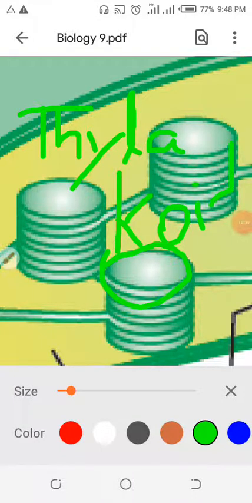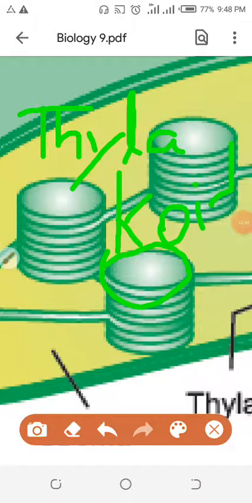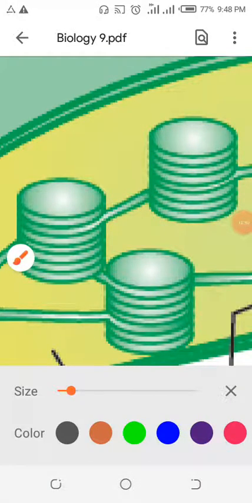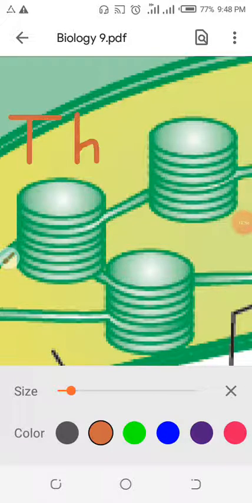T-H-Y-L-A-K-O-I-D, thylakoid. You are getting me? You want me to repeat? Okay, I repeat the spelling. No problem, I can repeat. I will rub this one. I use a color which is able to highlight better. Thylakoid. T-H, visible to you?